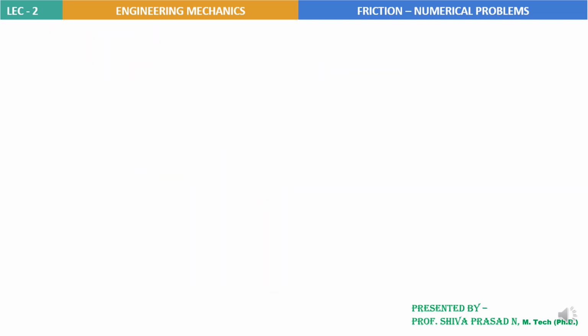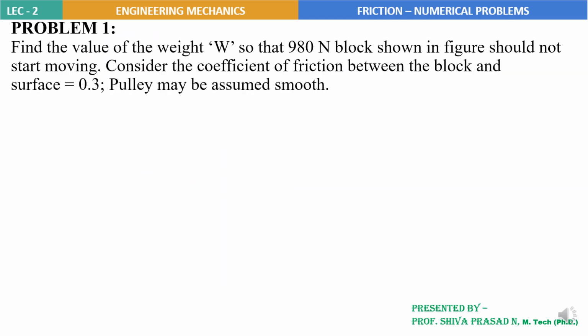So now let's begin with a basic problem on friction. Problem 1: find the value of weight W so that the 980 Newton block shown in the figure should not start moving. Consider the coefficient of friction between the block and surface to be equal to 0.3 and the pulley may be assumed smooth.